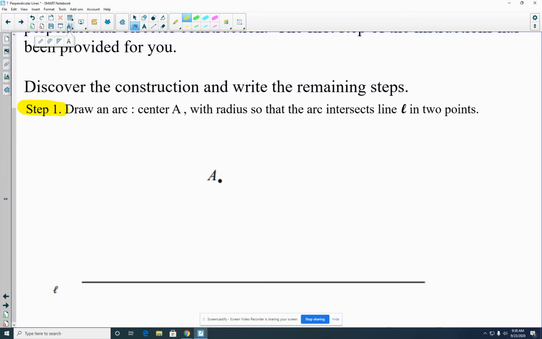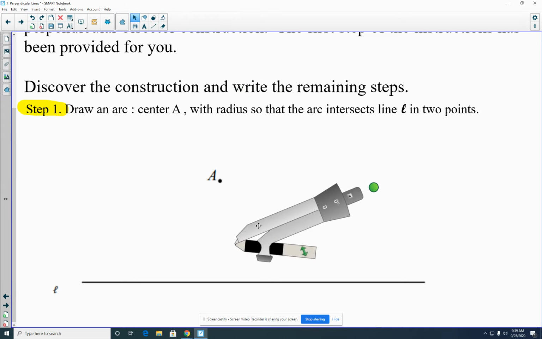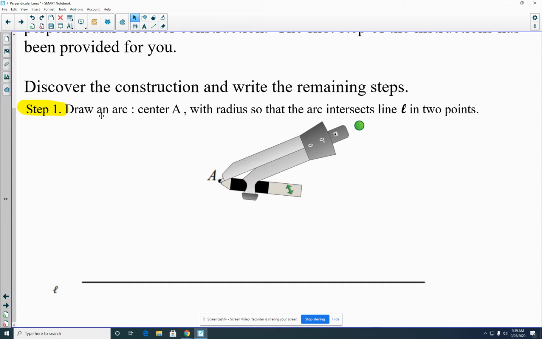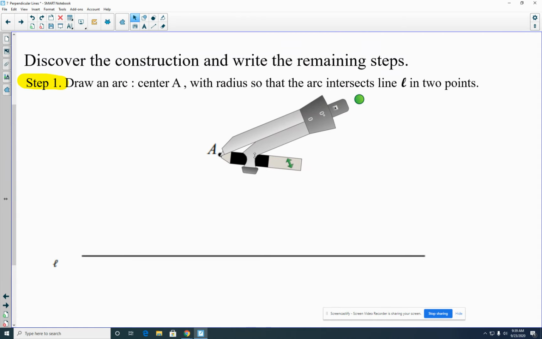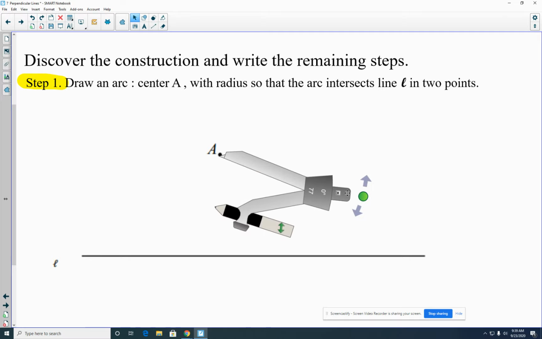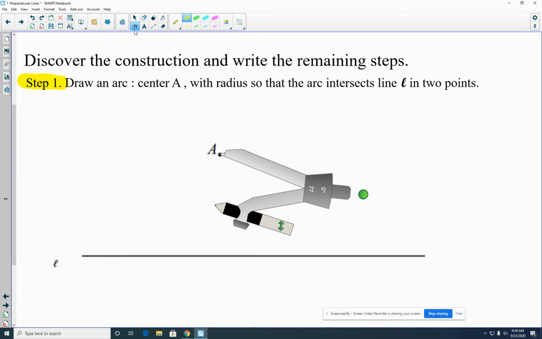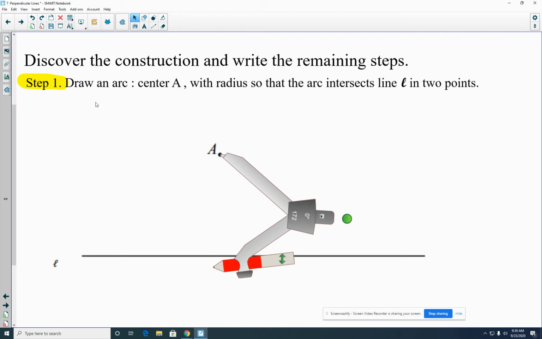The first step, if the point is not on the line, we're going to take our compass and we're going to put the needle on A, and we're going to draw an arc so that the radius intersects line L in 2 points. All right, so here's my line L. Now, if I have to draw an arc and it intersects line L, this is not a good compass width. The reason being is if I draw an arc, it doesn't even touch line L. So if I wanted to intersect line L, that means that I need to extend my compass past line L, as so, and draw an arc.